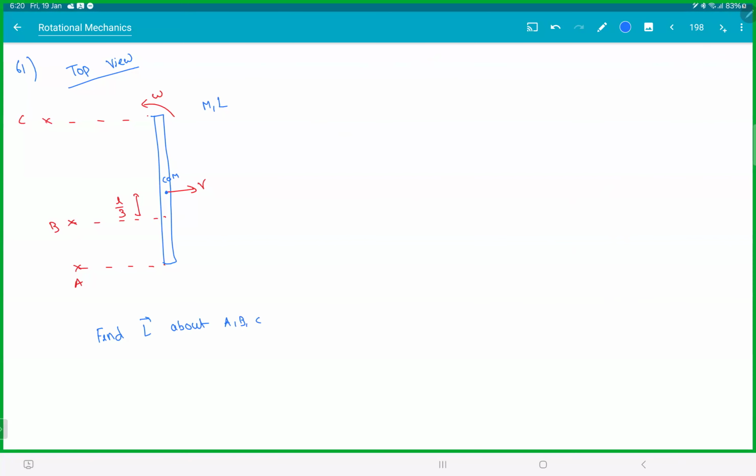Clear? Same thing. This is like your pen game. The pen on a table and you hit it, so it is translating and rotating. Find angular momentum about A, B, C, 3 points. A and C are corners, B is somewhere in the middle.